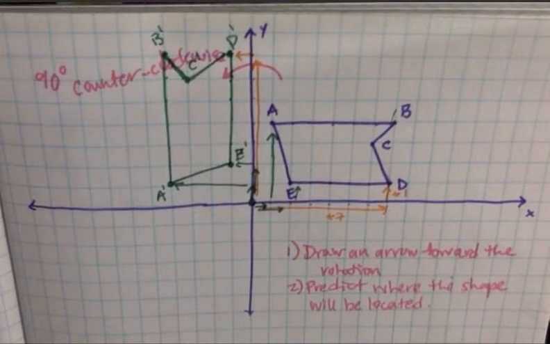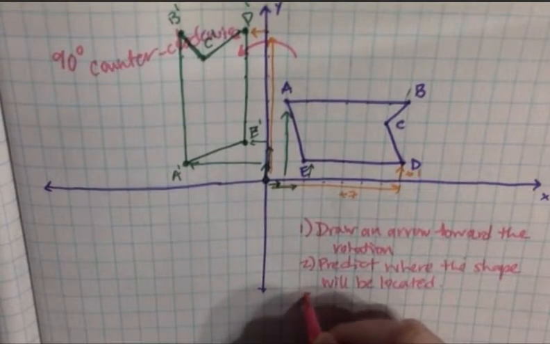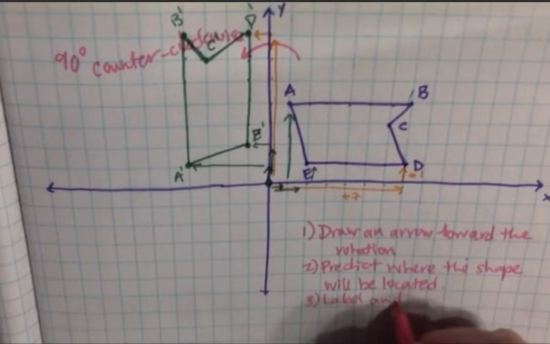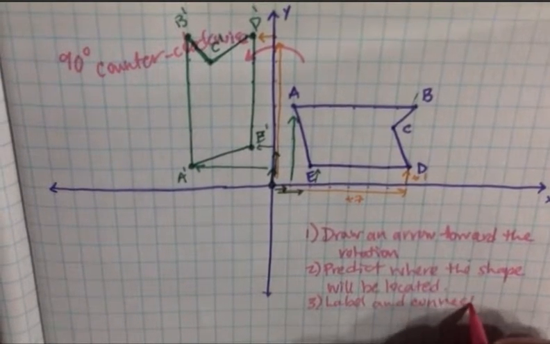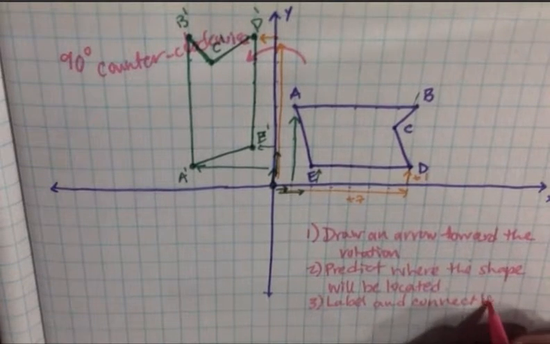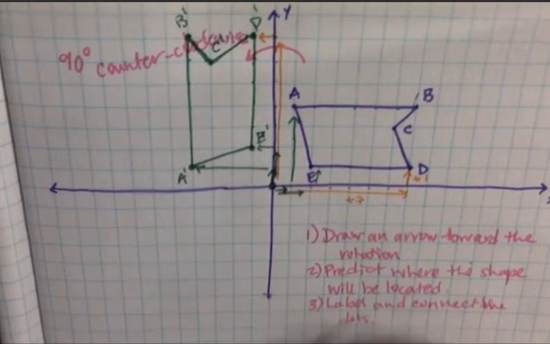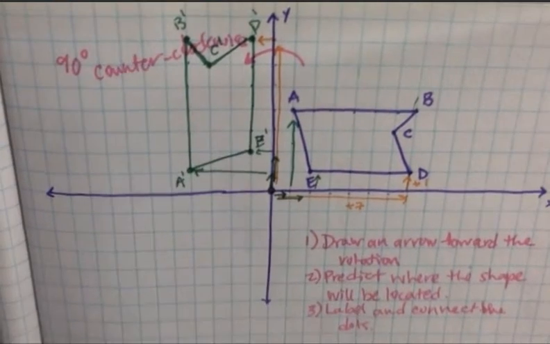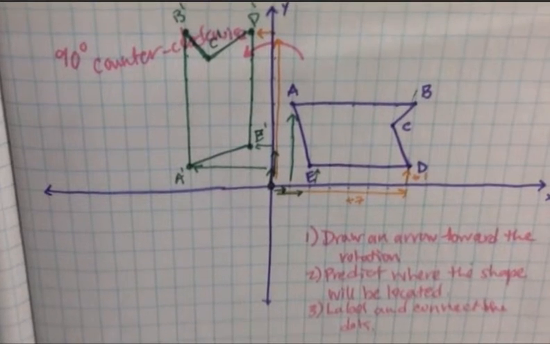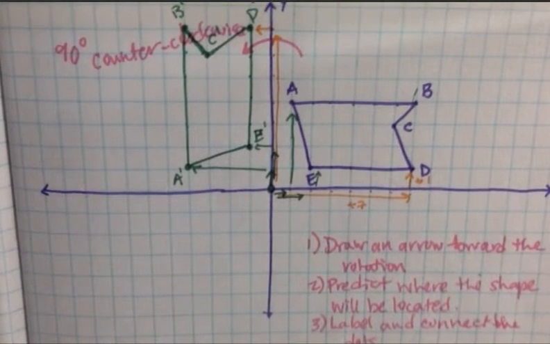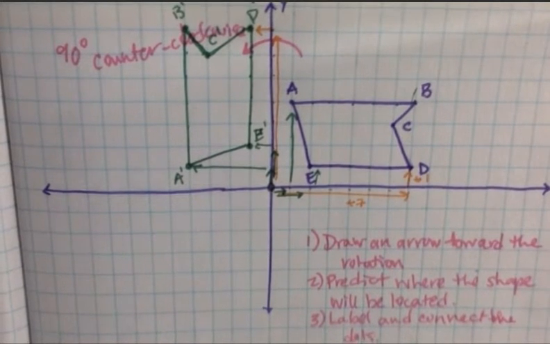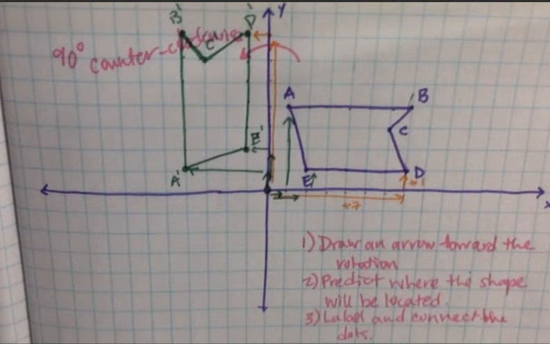So last but not least, we always want to label our new shape and connect the dots. We're going to label our new shape with those primes. Okay, so we can finally see our new shape come to fruition with its labels, and we'll be able to describe it. So thank you for watching this little video on rotating on a coordinate plane. There is one more video that is going to be about the big takeaways for rotation. So we're going to look at how those coordinate pairs change.